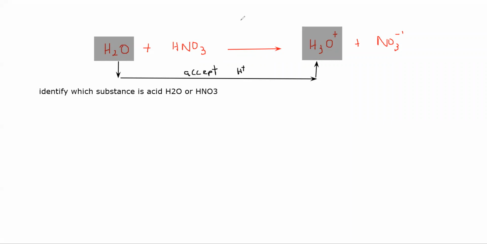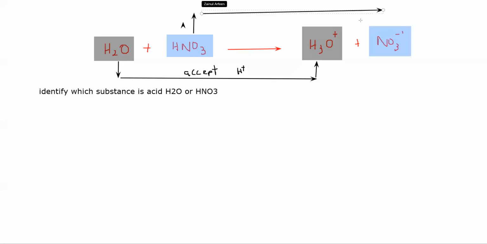For HNO3, first it is HNO3, then it becomes NO3. So if HNO3 becomes NO3, what does it show? This shows that it loses a proton, or it donates a proton. So if a substance loses or donates a proton, what do we call that substance? We call that substance an acid. So in this example, which substance is the acid, HNO3 or H2O? HNO3. HNO3 is acting as an acid.